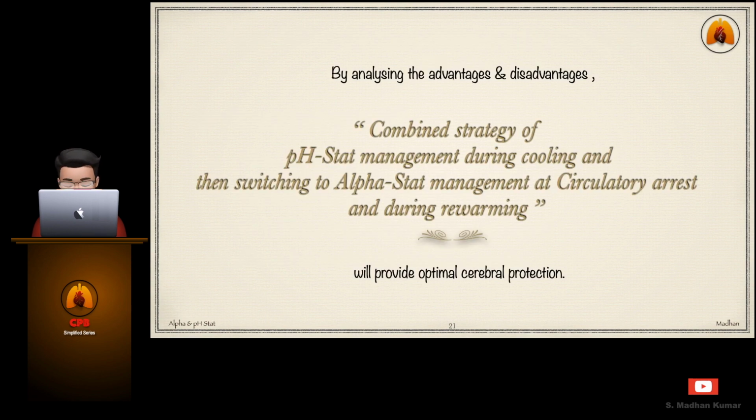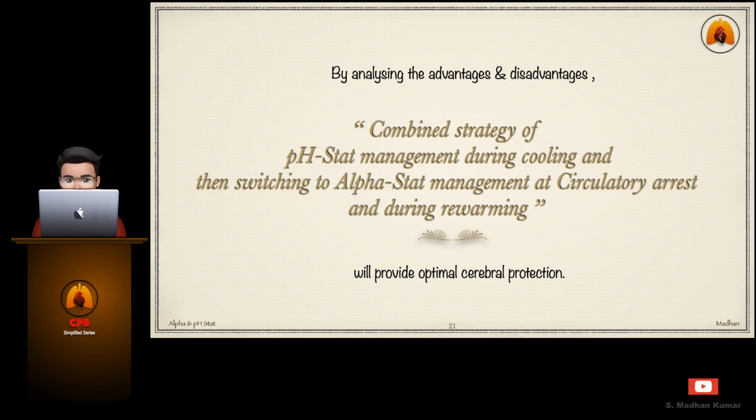By analyzing the advantages and disadvantages of both alpha stat and pH stat management strategy during DHCA, pH stat provides improved brain cooling and less time was required to achieve uniform cerebral deep hypothermia. Vasodilation due to pH stat results in increased cerebral blood flow, which improves oxygen delivery to brain tissues, giving better neurological outcomes, especially for the pediatric population post DHCA.